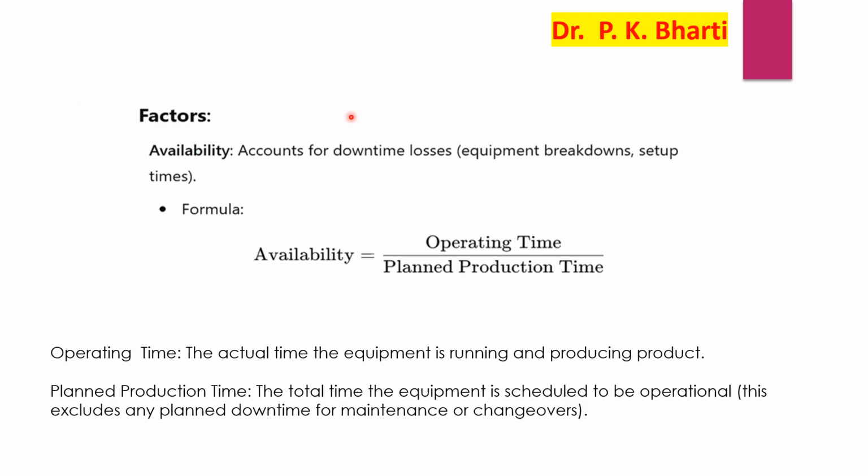If we further elaborate the factors, availability accounts for downtime losses, equipment breakdowns, setup times, etc. The formula for the availability is operating time upon planned production time. Operating time is the actual time the equipment is running and producing product, while planned production time is the total time the equipment is scheduled to be operational. This excludes any planned downtime for maintenance or changeovers.